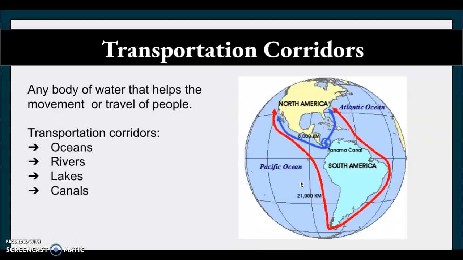Transportation corridors, on the other hand, these are any body of water that helps the movement or travel of people. And so examples of transportation corridors, we've got oceans, rivers, lakes, and canals. Typically, there's one exception of one body of water, but all bodies of water are considered transportation corridors, at least in the curriculum that I'm supposed to be teaching you.